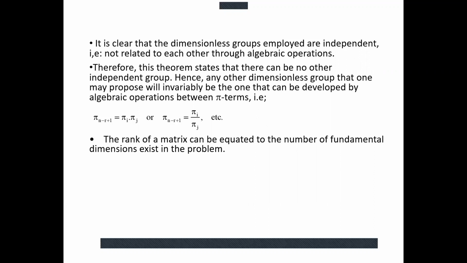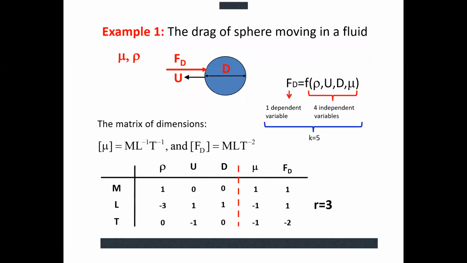And as I said, the rank of the matrix can be equated to the number of fundamental dimensions that exist in the problem. In civil engineering problems, we have just 3 fundamental dimensions, depending on the system that we are using, either MLT or FLT. We can use any one of those. So for the first example, let's see how we can obtain those pi terms.